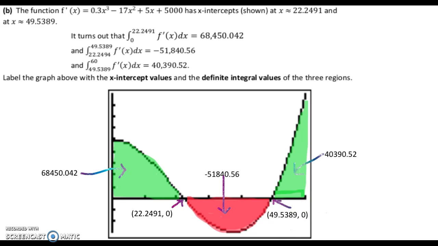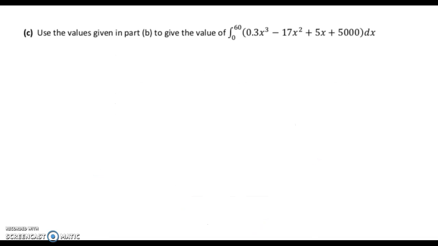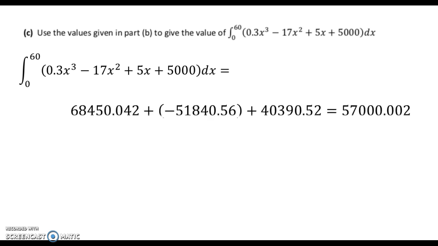Okay, so part C says, use the values that were given to give us the value of this definite integral. Well, that would be simple. We would simply add those values together. So the definite integral from 0 to 60 of that function is going to be equal to each one of those parts added together, and we take into account that one was a negative value, so we add them all together, and I get 57,000.002.